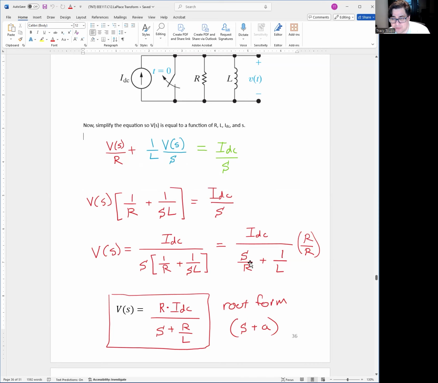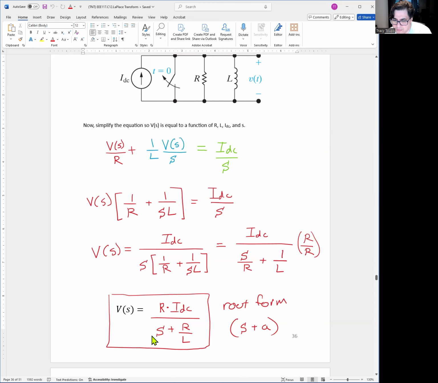So we want to get rid of this divide by R. The easiest way is you multiply the top and the bottom by R. You know the trick: you multiply by a special 1 to get rid of denominator stuff. So we're going to multiply the top and the bottom by R. So then R into IDC is just R times IDC. R into S over R, the two R's cancel, so you have an S right here.